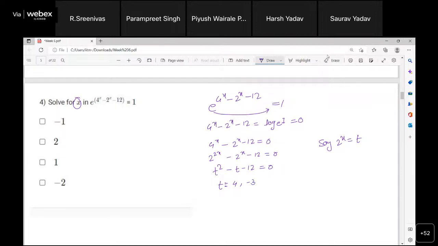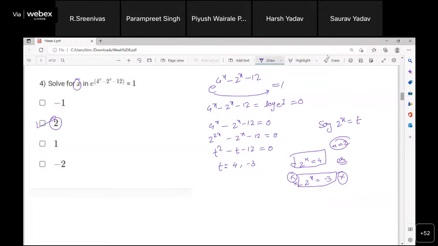Now I have to equate this. 2 to the power x equals 4 or 2 to the power x equals minus 3. Is it possible for any power of x that we get a minus 3 value? No. So this is invalid. And for what value of x will we get 4? When x equals 2, I will get 4. So only the answer 2 is correct. You understand why I am not considering this value, because 2 to the power x equals minus 3 is not valid. So we can consider 2 to the power x equals 4 only. So the answer will be 2 only.